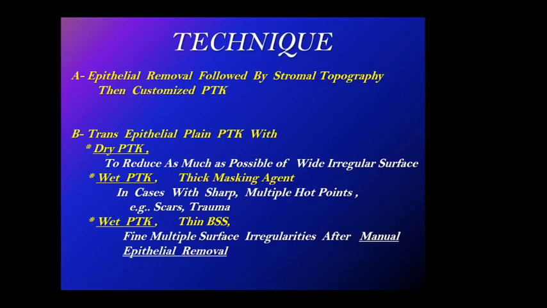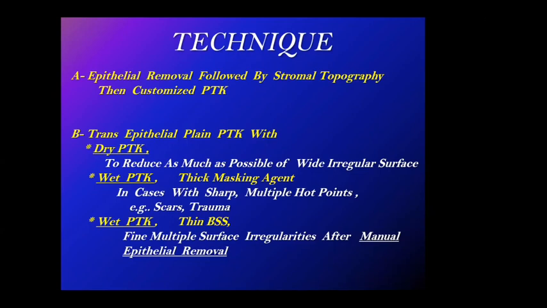The dry PTK, which is with no fluid, just on the epithelium, this is for a wide irregular surface. While the wet thick masking agent is used when you have sharp multiple hot points, we will discuss it. I'm just preparing you. And the wet thin, with thin fluid, is if you have fine multiple surface irregularity. In this one, you have to remove the epithelium. So number 3, you have to remove the epithelium, but number 1 and 2, you keep the epithelium.